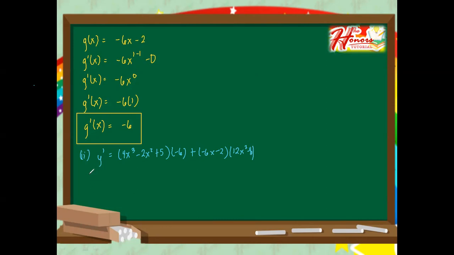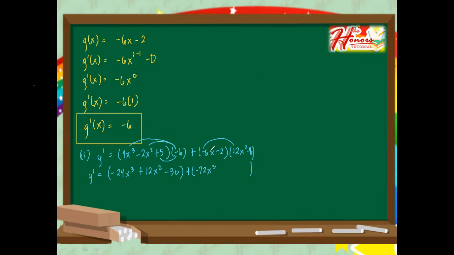Let's continue solving. We have here y prime is equal to negative 6 times 4x cubed, that is negative 24x cubed. Next, negative 6 times negative 2x squared, that is positive 12x squared. And then negative 6 times 5, that is equal to negative 30. Let's put some parentheses here first. Plus another parenthesis. Negative 6x times 12x squared, so that is negative 72x cubed.